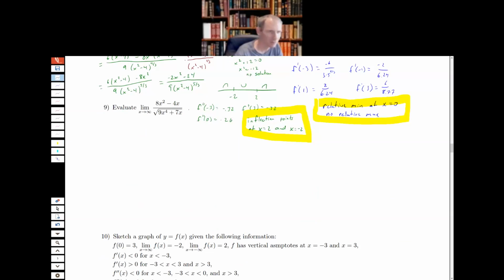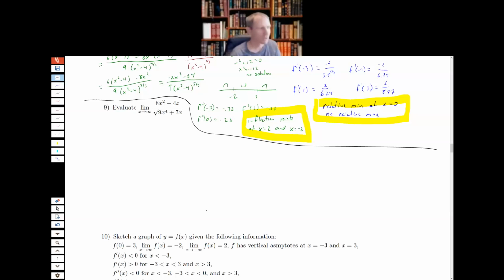Problem 9. All right, evaluate the limit as x goes to infinity of x squared minus 4x over the square root of 9 minus x to the fourth plus 7x. So what I said before, you can do L'Hopital's rule, but in this case it's going to be pretty messy. But what I said was, when we have these limits as x goes to infinity, if they're like polynomial-looking things, we can just divide by the biggest power of x in the denominator. So that's what I'm going to try here.